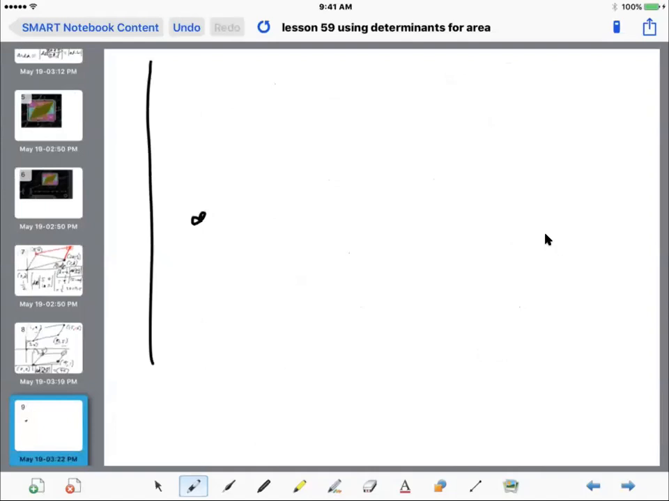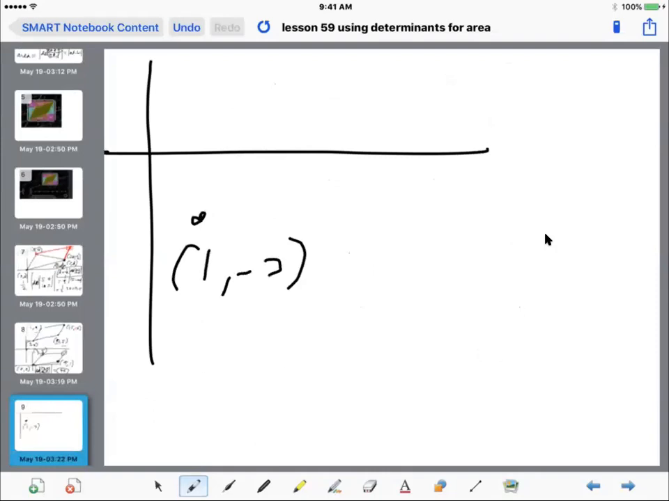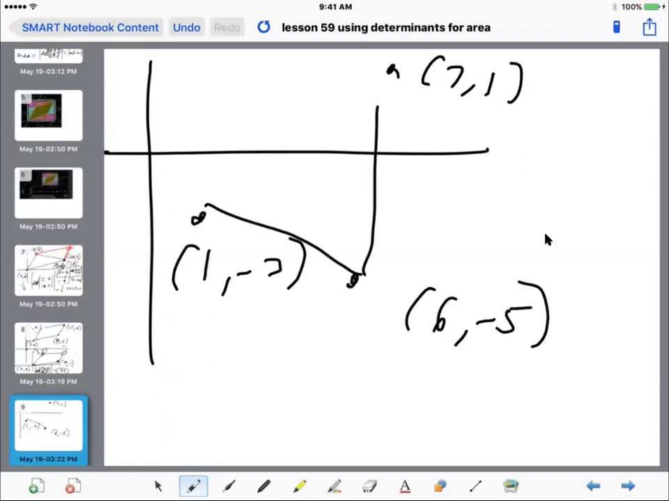So here's a triangle that has 1, negative 3. And over here, it's got 7, 1. And here, it's got 6, comma, negative 5. Now you could translate any of the points to 0, 0 that you want. This process will work. But if it looks like this, I'll take the point that's furthest, the point that has the lowest x coordinate. That's the one I like.